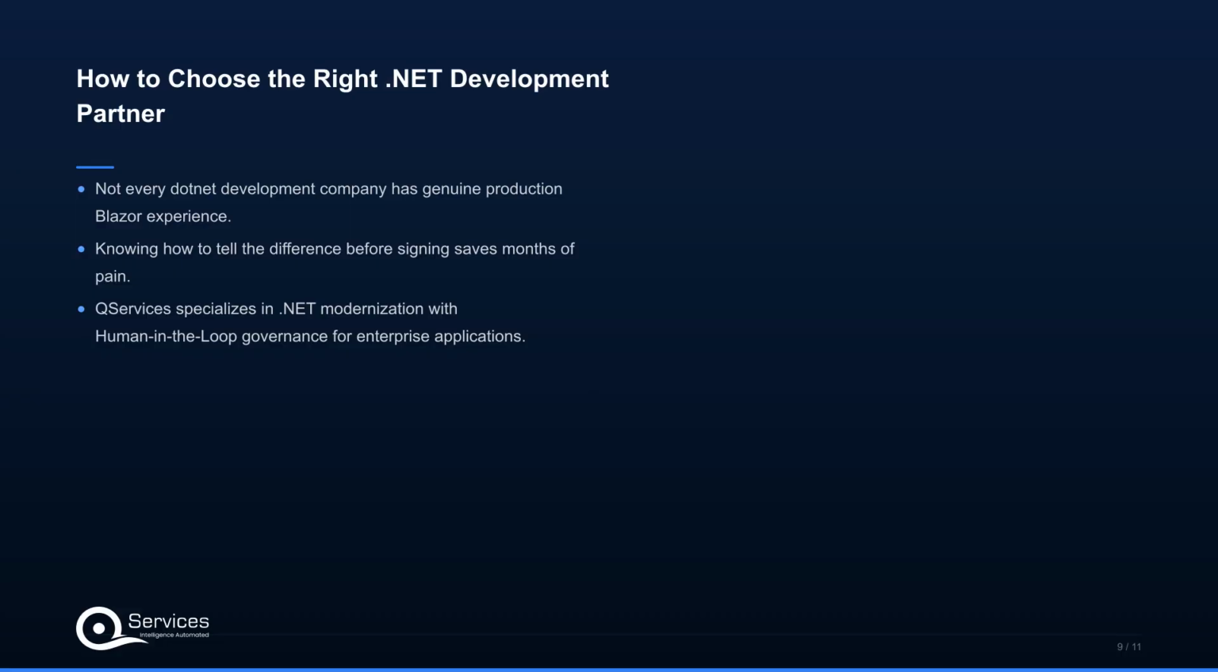Not every .NET development company has genuine production Blazor experience. The framework is mature enough for enterprise use, but many .NET shops have one developer who explored it on a side project without ever shipping a production system. Knowing how to tell the difference before signing saves months of pain.